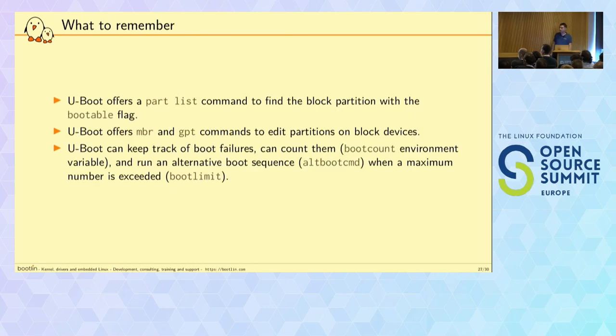So what to remember here, the main new things I learned about U-boot, is that you have a partlist command to find the boot partition, the block partition that has the bootable flag, on an SD card or on eMMC. You have mbr and gpt commands to edit the partitions from U-boot on block devices. And U-boot can keep track of boot failures, so you can count them using the bootcount environment variable, and in that case, you can run an alternative boot sequence through the altbootcmd variable when the maximum, the bootlimit, is exceeded. Those are the main things to remember, in case you were not aware that those commands existed in U-boot.